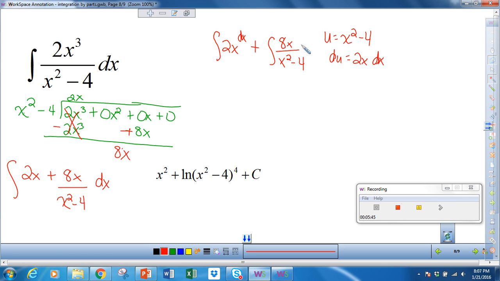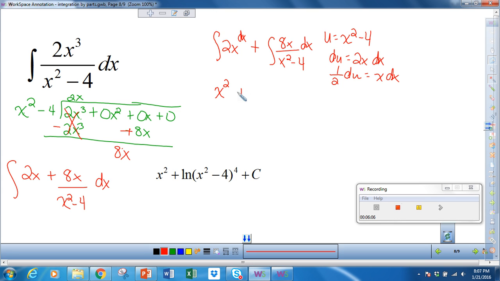And oh, look at that. I have x dx in my problem. So I can say this is 1/2 du is equal to x dx. So I don't have to use partial fractions for this. I can use the u substitution. So integrating this, I get x squared over 2. Those 2 cancel each other out.